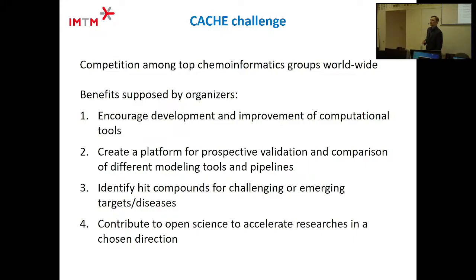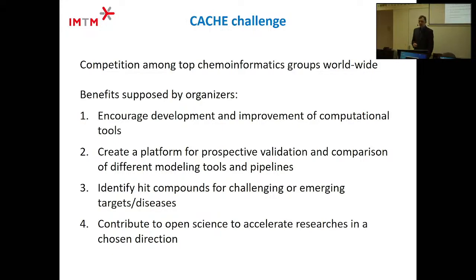This is a competition between 25 cheminformatics groups from all over the world, which were selected to participate in the first challenge. The main idea and intention of the organizers was to encourage development and improvement of computational tools and methods, to provide prospective validation of those approaches to better understand their applicability, advantages and disadvantages. In the long-term perspective, they wanted to create a platform to continue this challenge in the future, and these days the fifth challenge was announced recently.